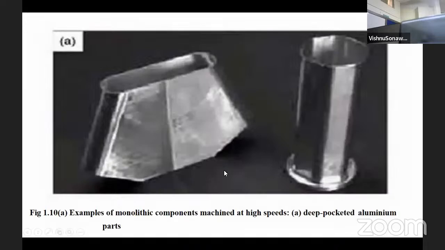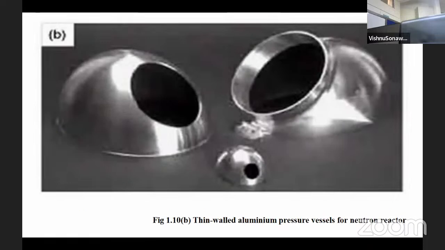Here are examples of monolithic components machined at high speeds, and deep pocketed aluminum parts for high speed machining. For thin walled cylinders, we can give high speed machining from above 7,500 revolutions per minute to 45,000 revolutions per minute. Here is again a thin walled aluminum pressure vessel for nuclear reactors, or any type of reactor. It requires high speed machining centers.